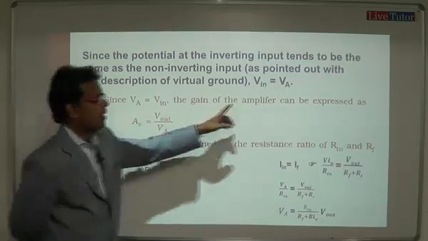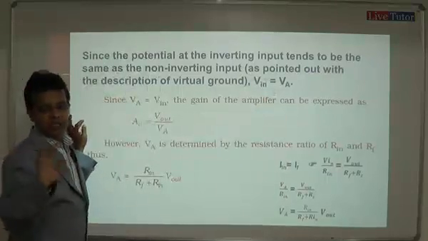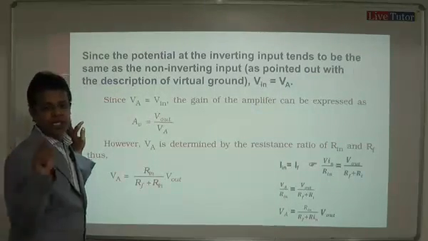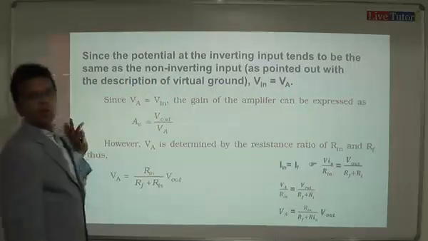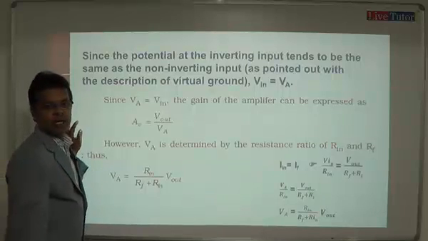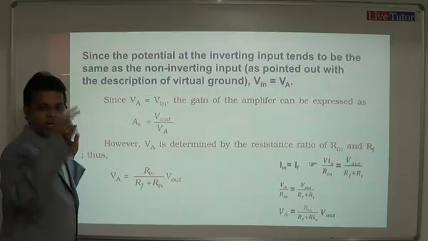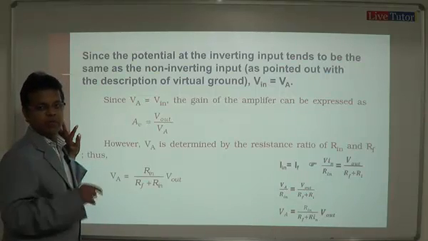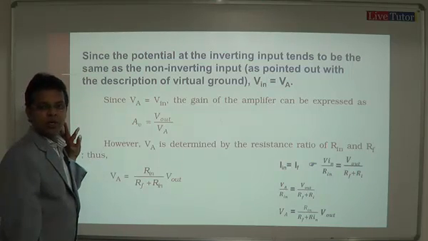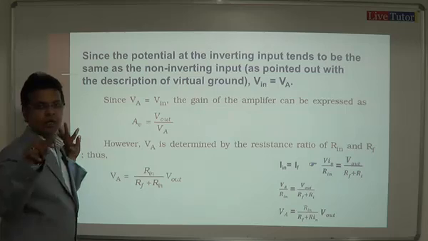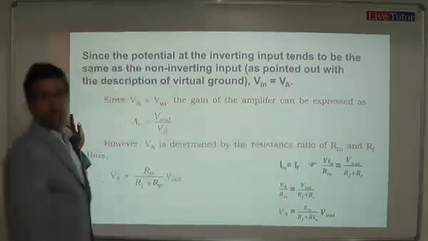And this VA is nothing but... we need to know the difference between AV and VA. Earlier we saw that the voltage gain is AV. This is VA, the feedback voltage. The voltage that comes back through the feedback resistor is called VA, the feedback voltage. It appears at the inverting input, Vin. So we are saying that the input voltage will be equal to the feedback voltage VA.